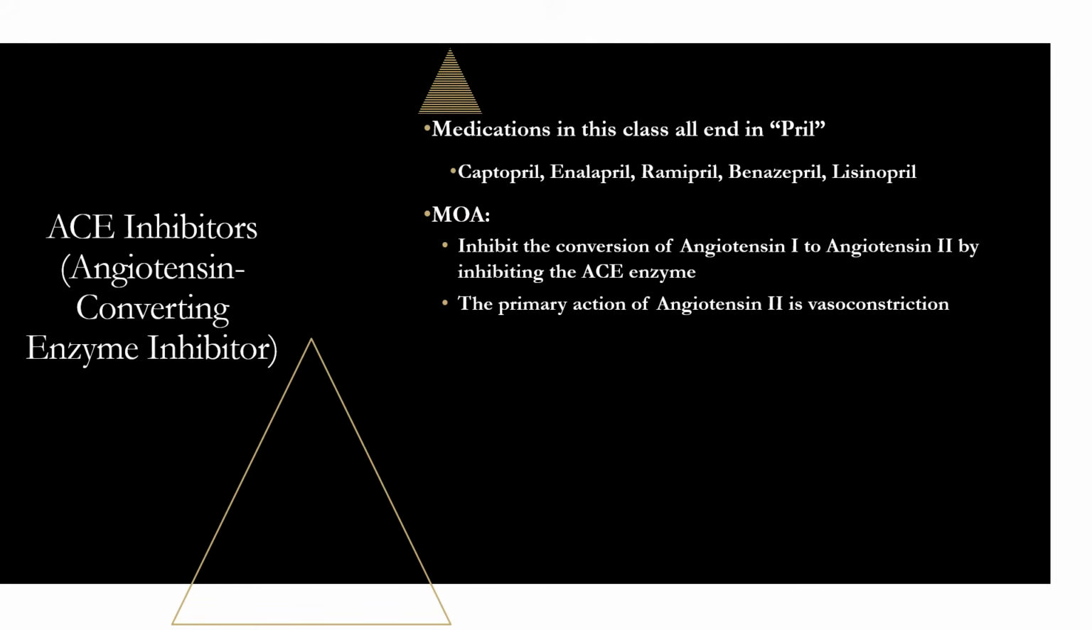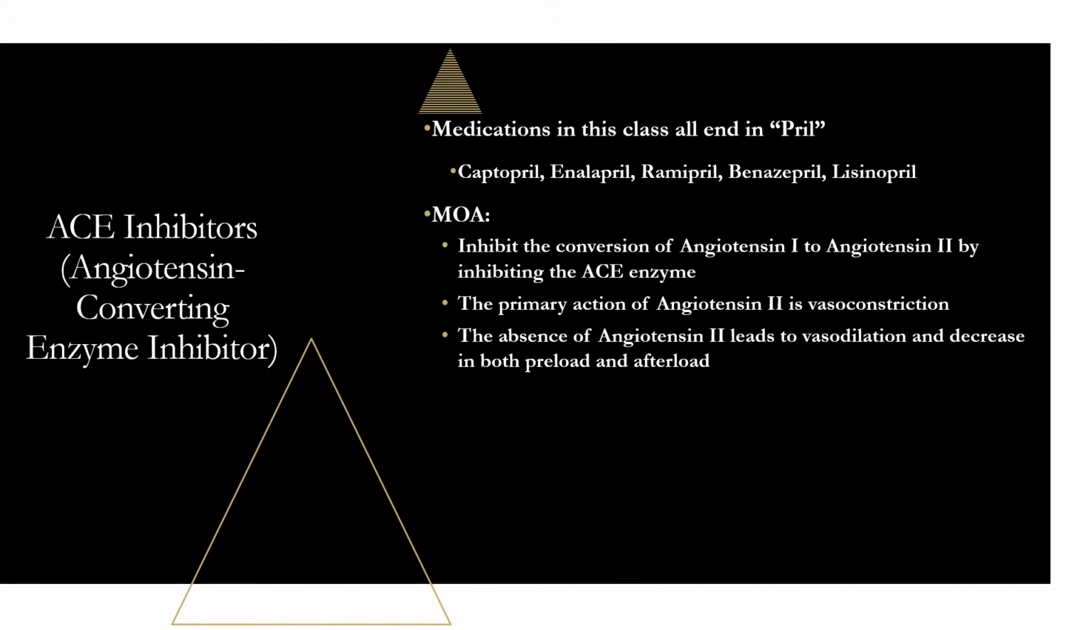Now, why is it important that angiotensin II isn't being created? Well, that's because angiotensin II's primary action is vasoconstriction. So we're blocking the production of angiotensin II, so we're not having vasoconstriction, which means we're going to have the opposite, vasodilation, and we'll have both a decrease in preload and afterload because of that. So the main thing that you need to know is ACE inhibitors are stopping angiotensin II from ever being made, therefore stopping the action it has on vasoconstriction.